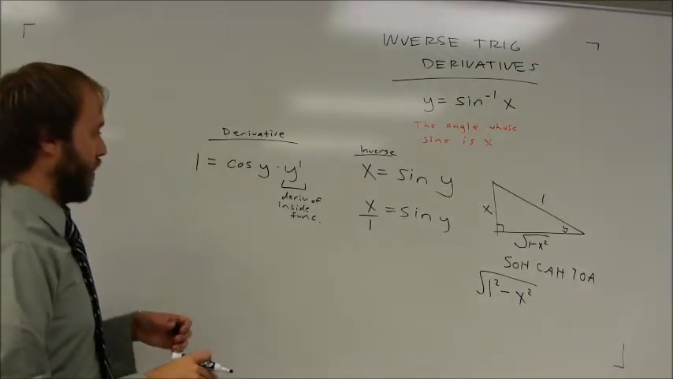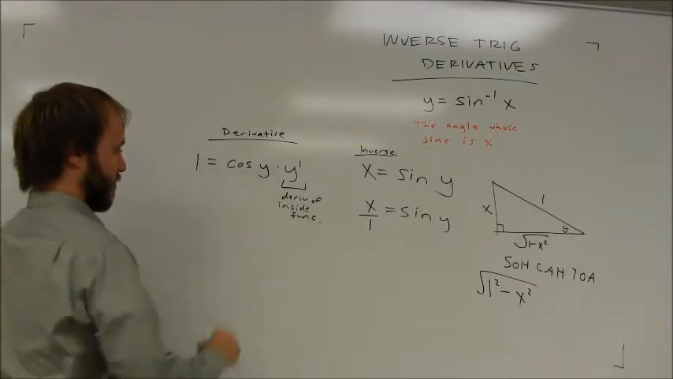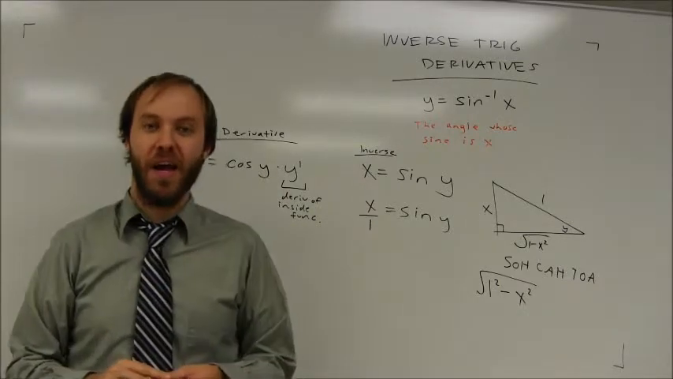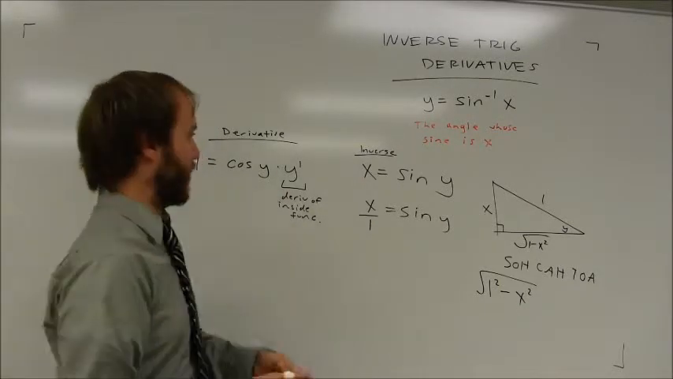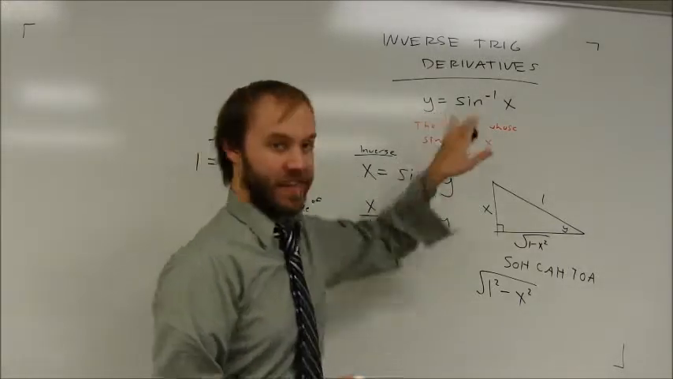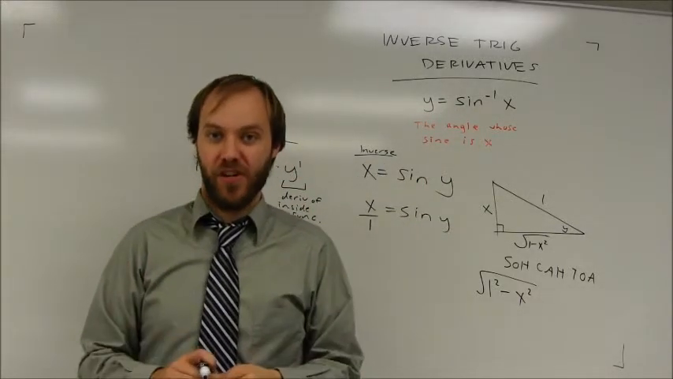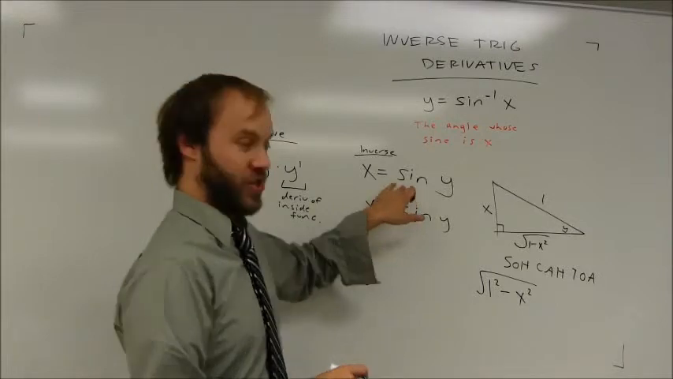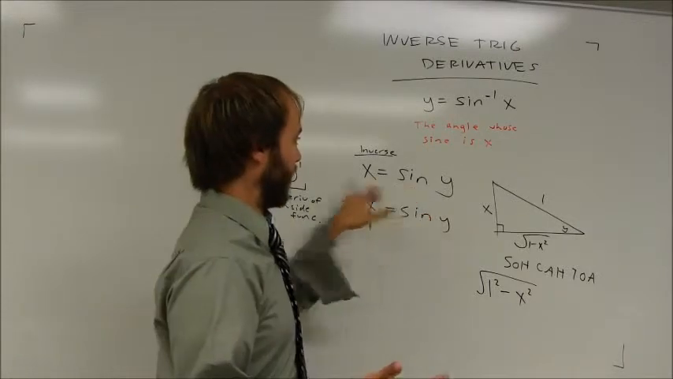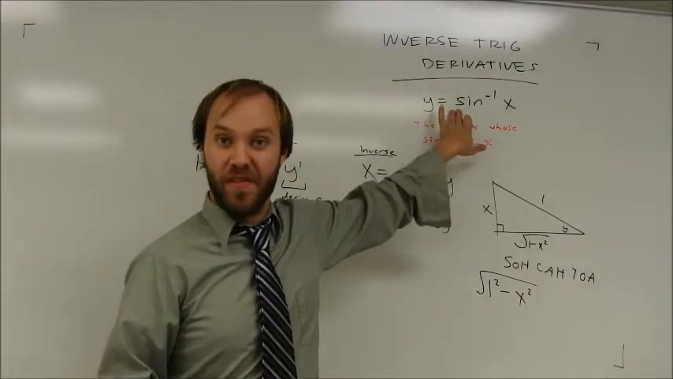So what do I have here? Well, I have this statement that says that 1 is equal to the cosine of y times y prime. I want to solve for y prime. Okay, that was the whole idea here. I'm finding the derivative of the inverse sine function. And this is just the same function written in a different form, but the derivative should still work out to be the derivative of this thing up here.